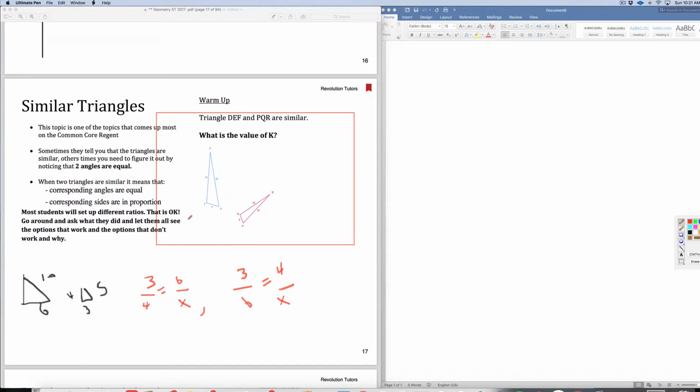You can't tell the student which one to do. You could just show them which one doesn't work. So go around always and ask them what they did. If someone does one that doesn't work, make everyone say why it didn't work. So let's say someone did something like this: 3 over 4 equals x over 6.